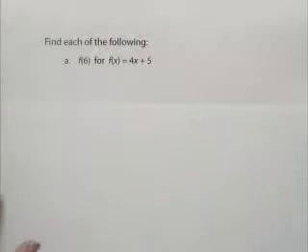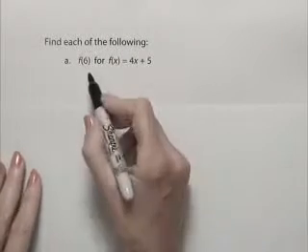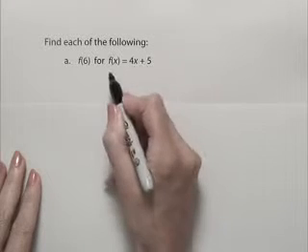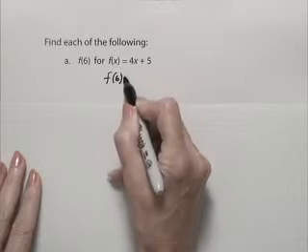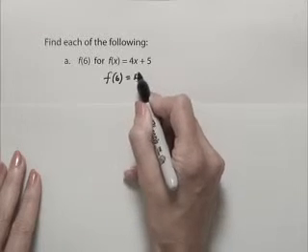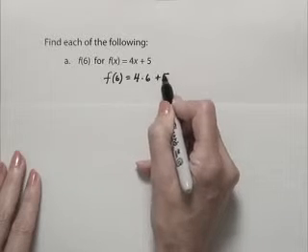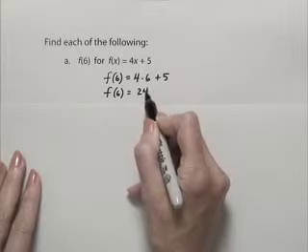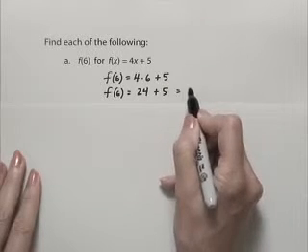Let's see how to use function notation in the following examples. Find each of the following. f of 6 for f of x equals 4x plus 5. To evaluate f of 6, we'll replace everywhere we see an x with the value 6. So that'll be 4 multiplied times 6 plus 5. So f of 6 will equal 24 plus 5, which equals 29.